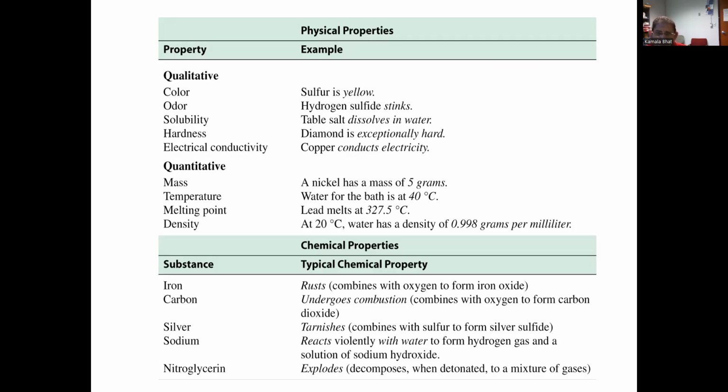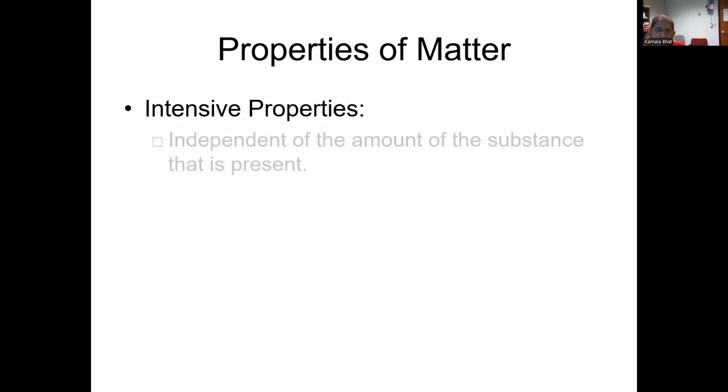For example, iron rusts when combined with oxygen. Carbon, when burnt, produces carbon dioxide and water. No water, carbon is just by itself, so carbon dioxide only. Silver tarnishes, turns black because of the sulfur in the atmosphere, and it gets converted to silver sulfide. Sodium reacts violently with water to form hydrogen gas and a solution of sodium hydroxide.